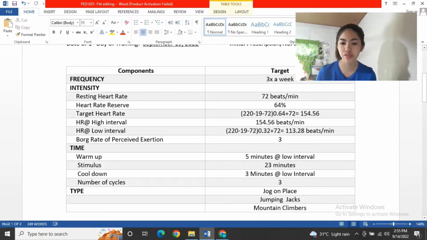In the time, we have the warm-up, the stimulus, cool down, and number of cycles. Under the warm-up, I have 5 minutes at low interval, and the stimulus total of 23 minutes, and the cool down, which is 3 minutes at low interval, and the number of cycles, which I have 3. For the type, the exercises in cardiovascular are jog in place, jumping jacks, and mountain climbers. Just 3, because I guess these 3 will help me to measure my heartbeats while doing cardiovascular endurance.